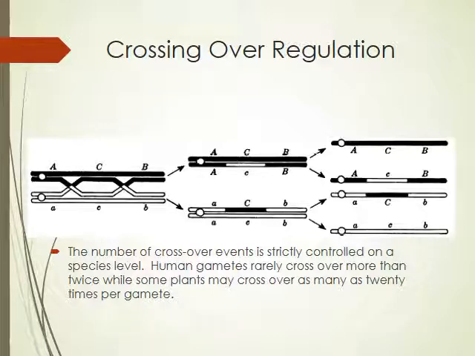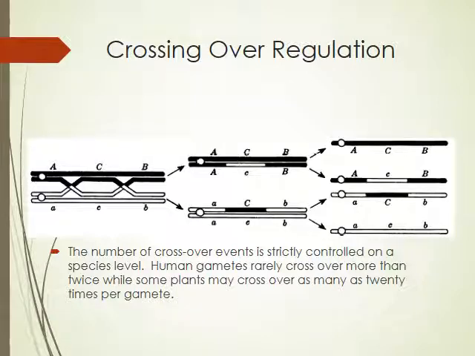Crossing over is highly, highly regulated. In humans, it only really happens about once, or maybe twice, in a gamete. In plants, it could happen like 20 times. Plants use this as a major way that they look different from each other.